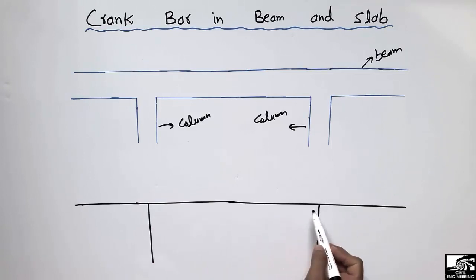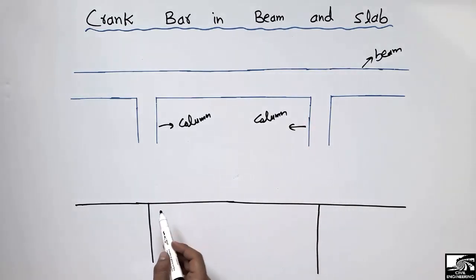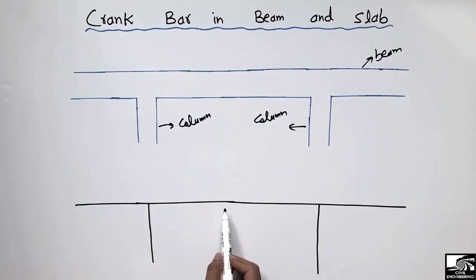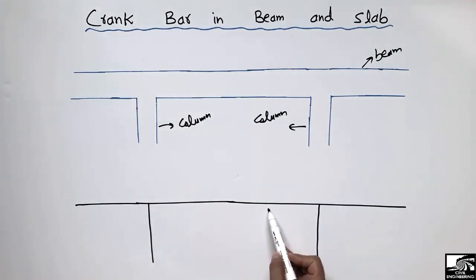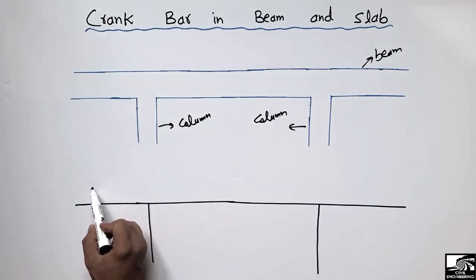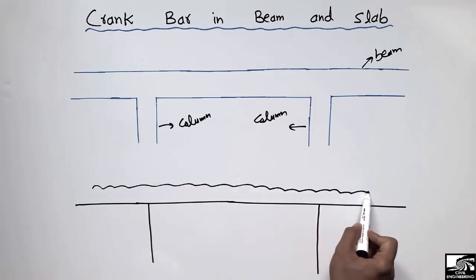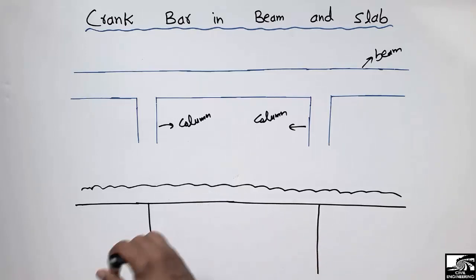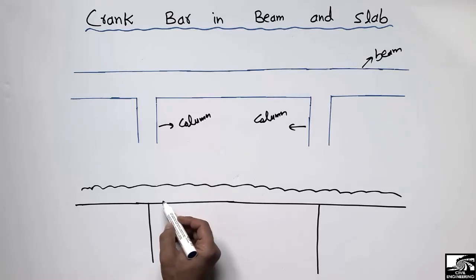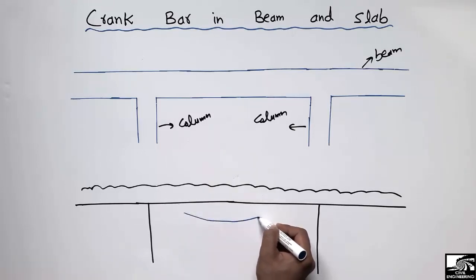From this diagram I will explain why we need to provide the crank bar. This is the same structure as the above one, but I draw the beam and columns with lines. Let's consider that there is a uniformly distributed load acting on this structure. It may be live load or dead load. Upon loading, this structure will be deflected, and it will create the bending moment like this.